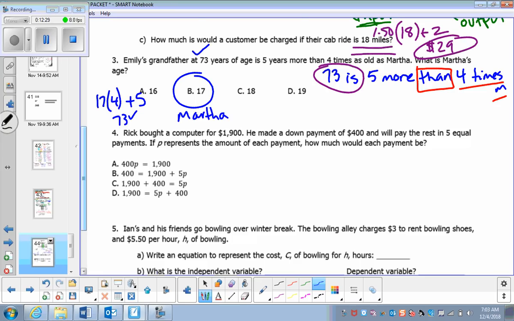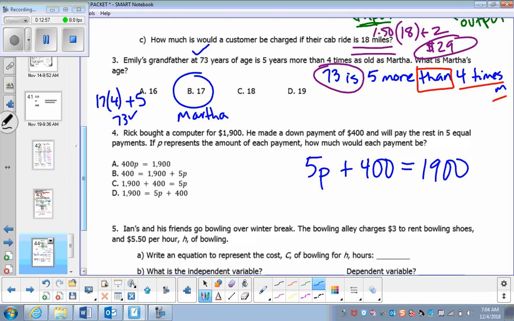So some people, when they go to the store, can pay $1,900 for a computer, but sometimes they can't afford the full amount. So here, kind of like what Rick did, they might pay $400 in the store and then set up a payment plan for the rest. So what we've got here is that 5 equal payments plus the $400 that he put down is going to total the cost of the computer.